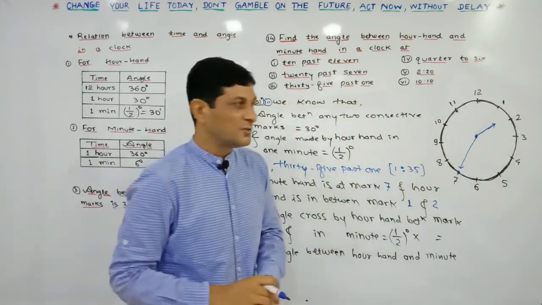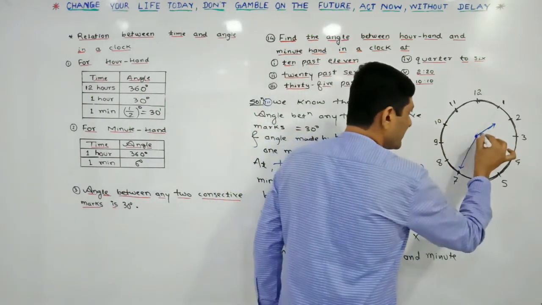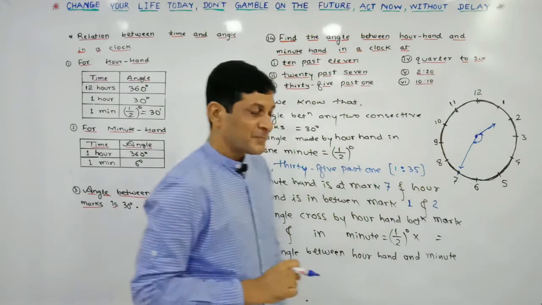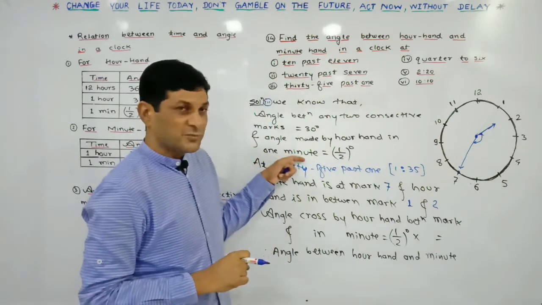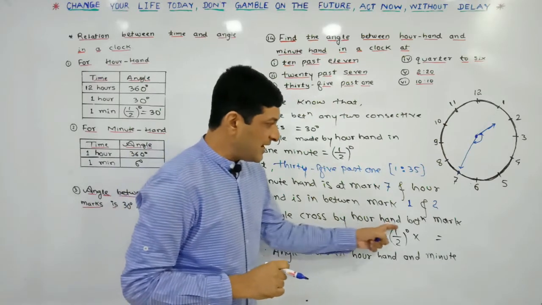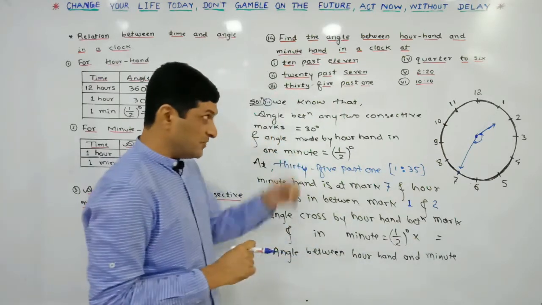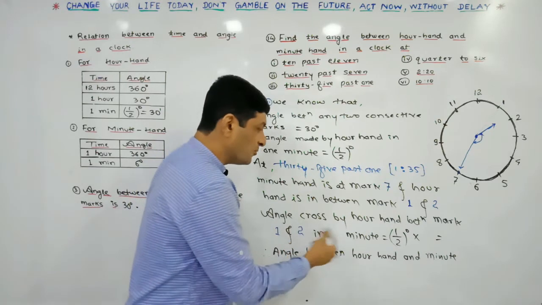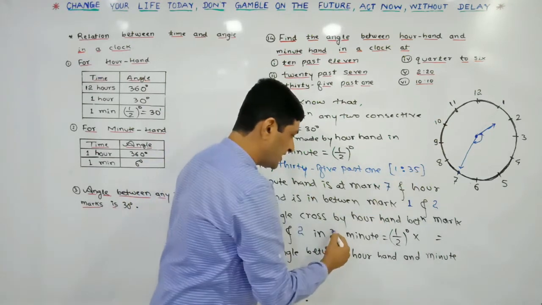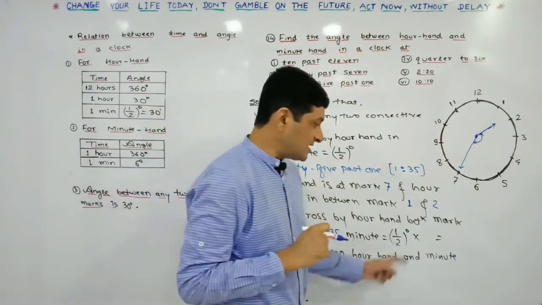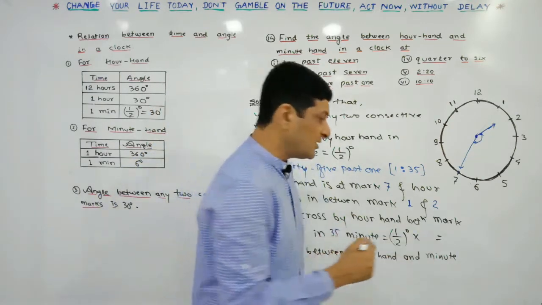If this angle is known to us, we are easily able to find the angle between the hour hand and the minute hand of a clock. For that purpose we use this result: the angle crossed by our hand between which two marks? 1 and 2. In how many minutes? 35 minutes. The angle crossed in 1 minute is half a degree. So the angle crossed in 35 minutes.